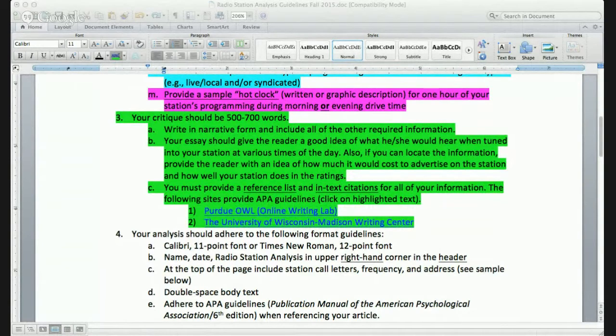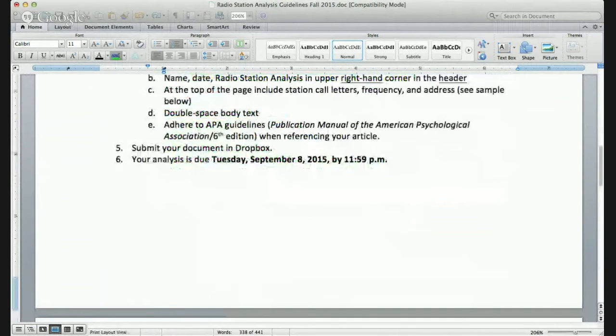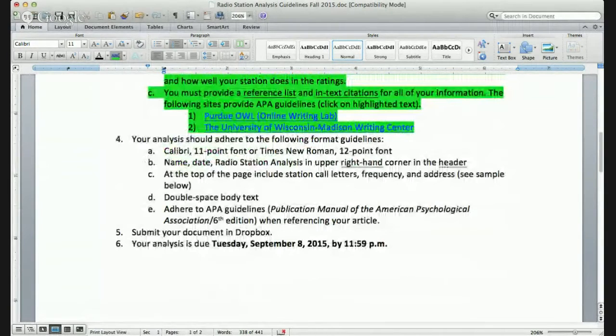You also see down there the other pieces of the puzzle in terms of guidelines that we're working on. This is due next Tuesday by just before midnight, and hopefully there won't be any issues.